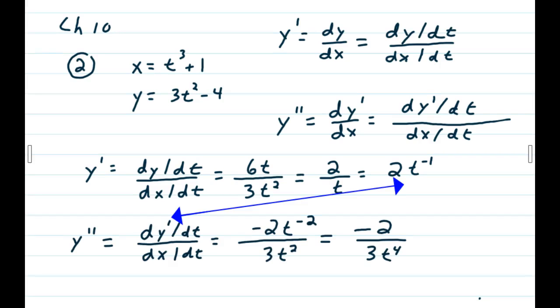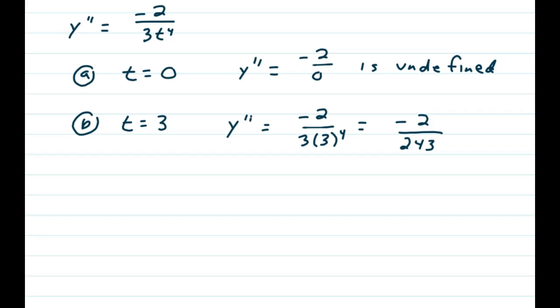Now in order to find the second derivative, we have to find the derivative of the derivative with respect to t over dx/dt. So y prime was 2t to the negative 1. So the derivative of that would be kicking your power out front, you get negative 2t, drop your power down 1, negative 2t to the negative 2. Again, dx/dt is just going to be repeated at 3t squared. Simplifying that by taking t to the negative 2 down to the denominator, you get negative 2 over 3t to the fourth. So we have y double prime is equal to negative 2 over 3t to the fourth.